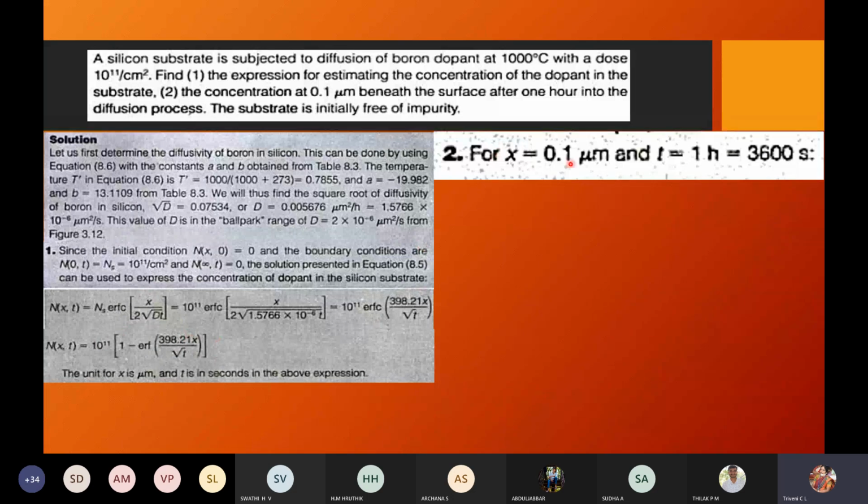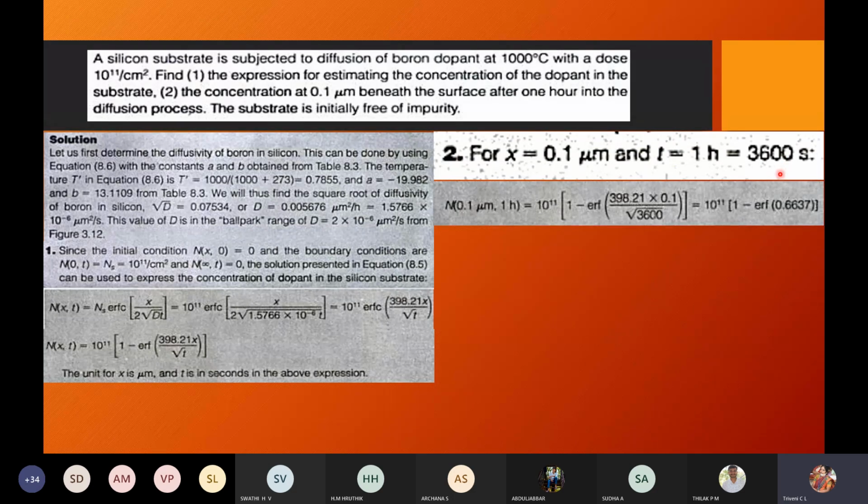Now let us calculate that one at x equal to 0.1 micrometer, and at t equal to 1 hour. So after 1 hour, you're supposed to calculate here. You'll take that 1 hour is equal to 3600 seconds. Then we have to substitute in the equation N of x comma t. So x is 0.1 micrometer and t is 1 hour. Now let us substitute: 10 to the power of 11 into 1 minus error function. The 398 will remain the same, but x is substituted as 0.1, divided by 3600 here.